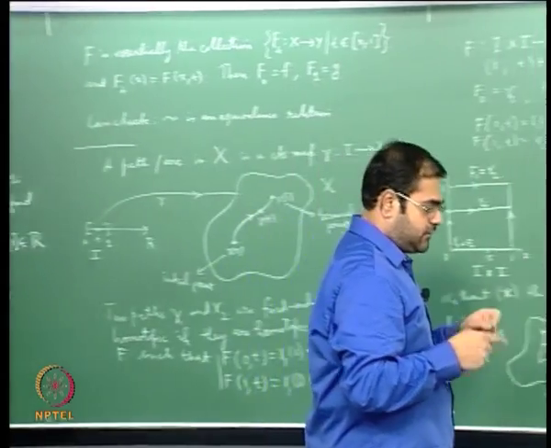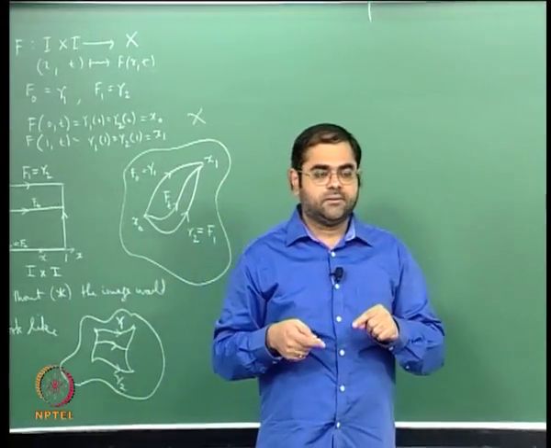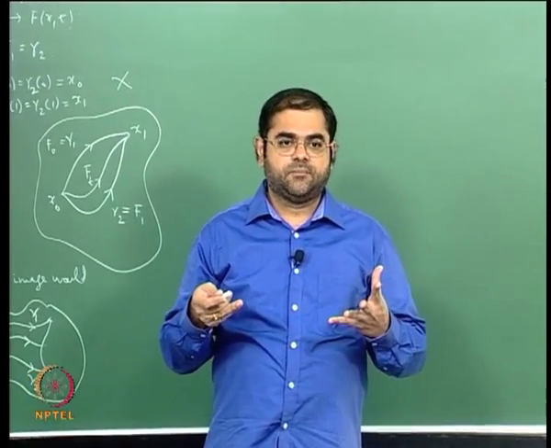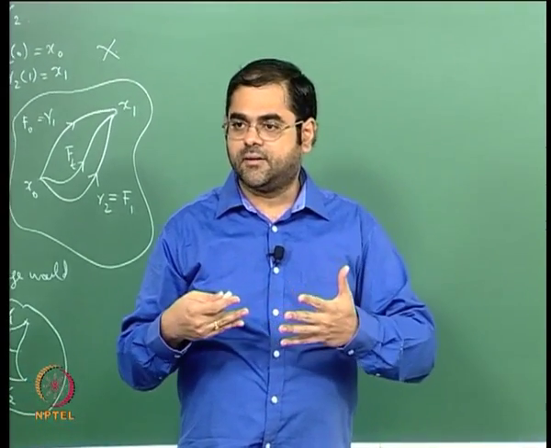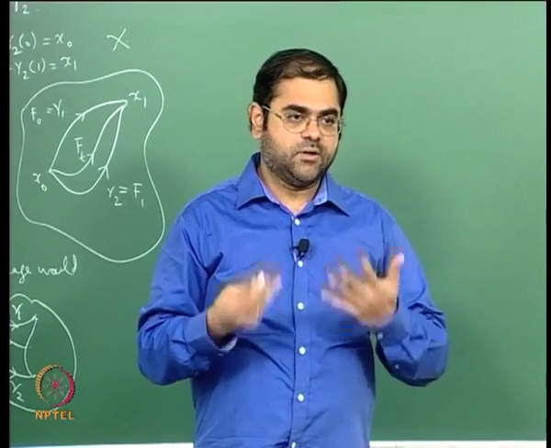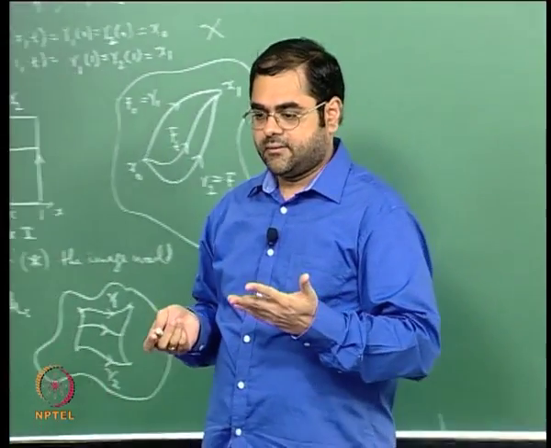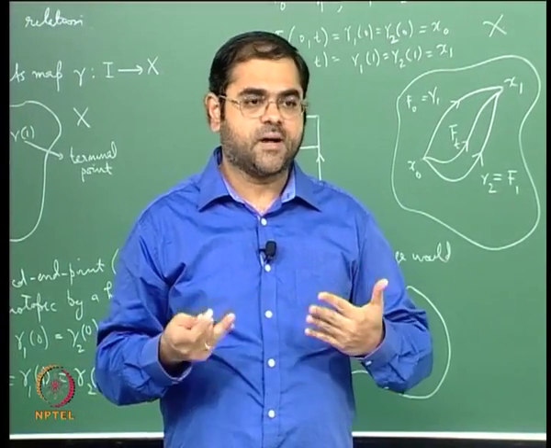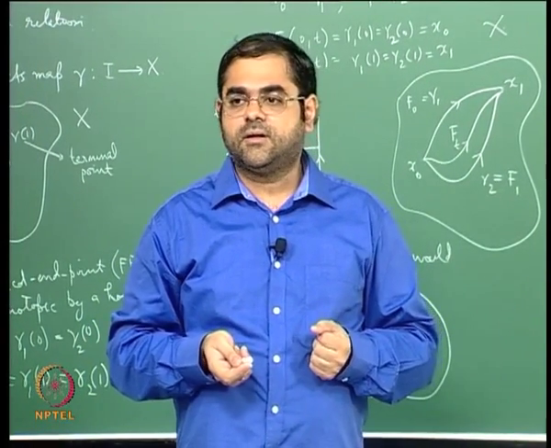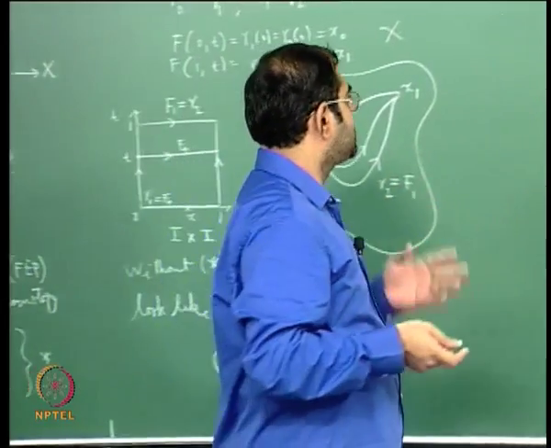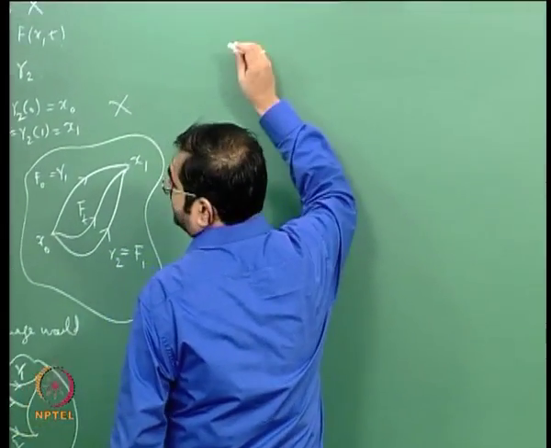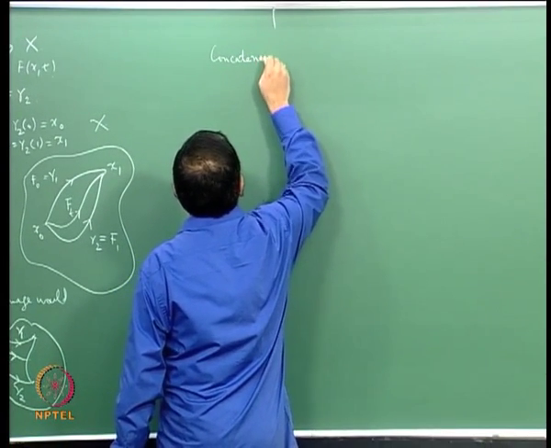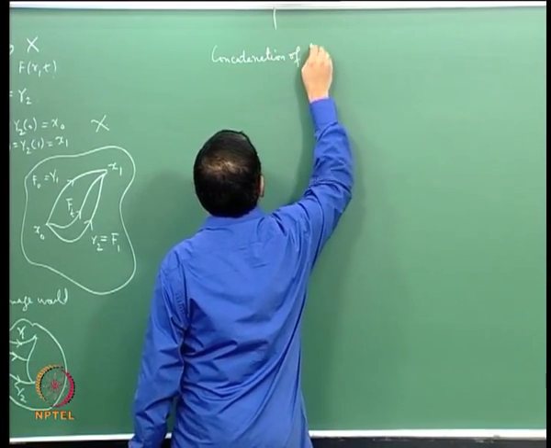And then one would like to make a group out of these things, so you will have to combine loops to form newer loops, okay, and in general that would mean that you should be able to combine paths and form new paths. This thing is called concatenation of paths, and this is the way it's done in a very obvious way. So let me write that down here: concatenation of paths.